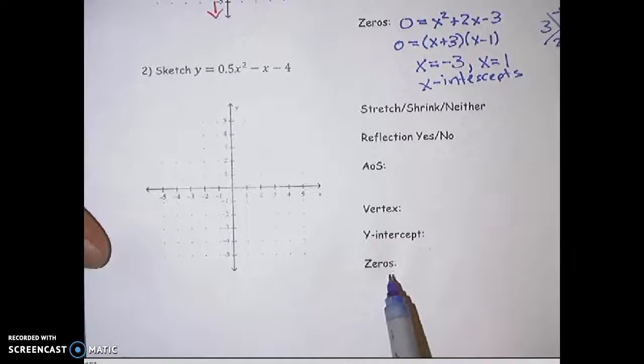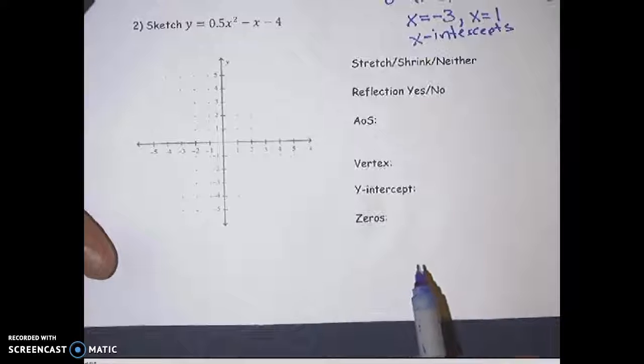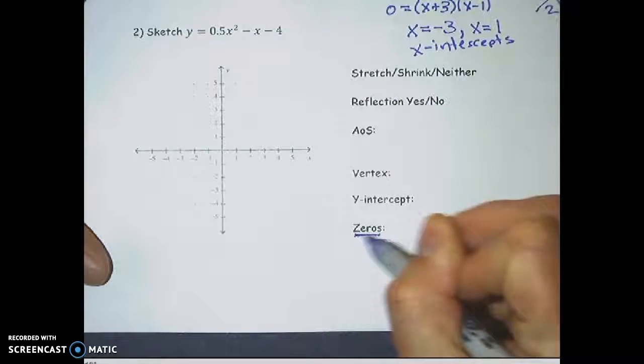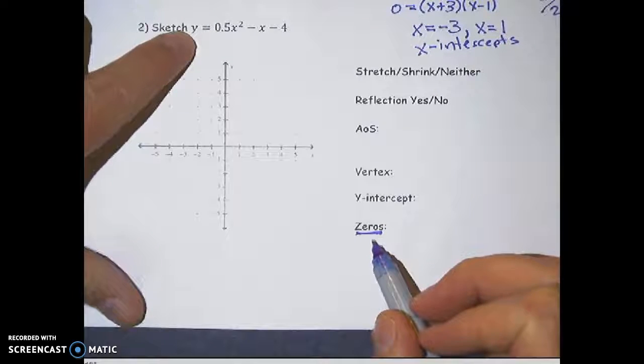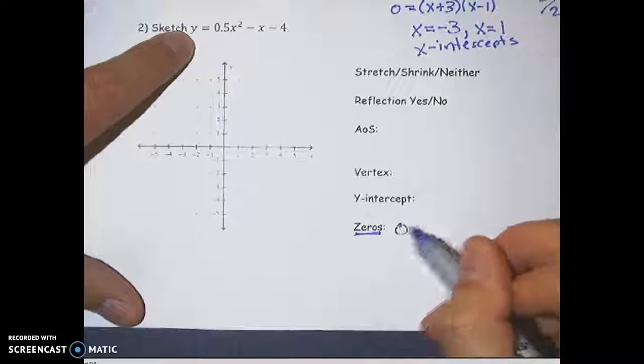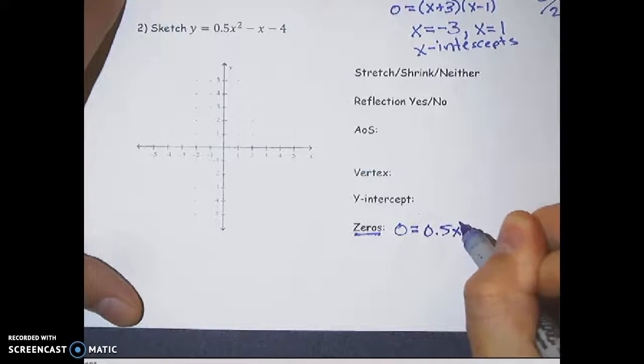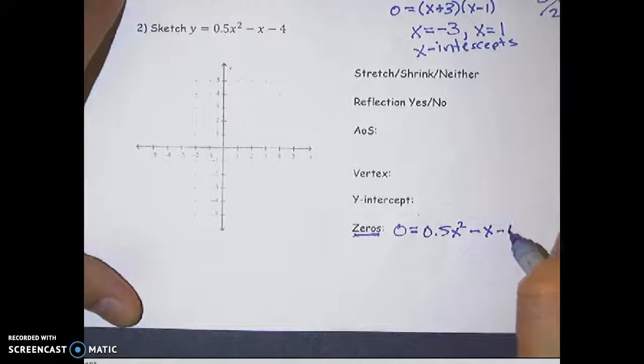Let's start with the new thing again. Let's start with the zeros. And again, if you want to find zeros, just think of the clue in the name, 0. You're going to change your y value to 0. So we're going to say 0 equals 0.5x squared minus x minus 4.